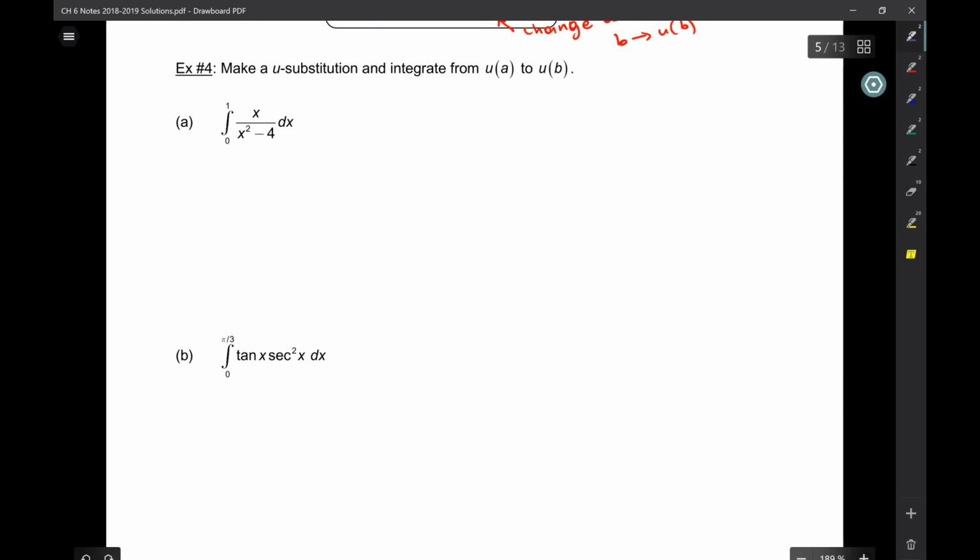All right, let's integrate this like we were yesterday. So we have x over x squared minus 4. What do you think the u is going to be in this case? x squared minus 4. Okay? So u is going to be x squared minus 4. No, just that one, and then we're going to do it over. Okay? Yeah. So du is 2x dx.